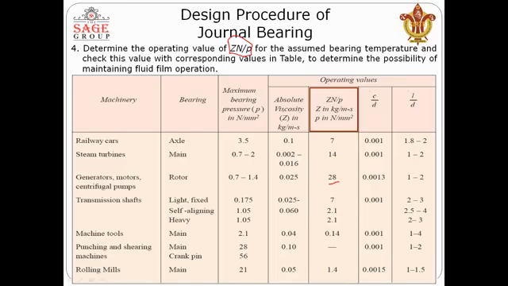Now, if the value is less, what should we do? See, speed is given to us, so we can't change the speed. Speed is constant. Pressure we have checked, and pressure is okay for the bearing. So the only value that can be changed is Z. We have to select another oil or another operating temperature, for which we get another value of absolute viscosity.